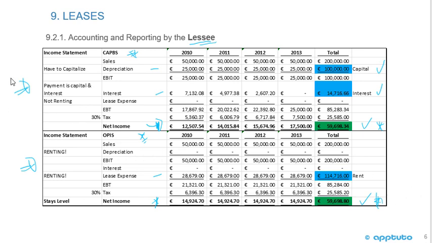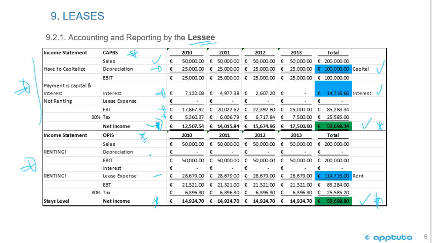So if we start now with the income statement for the capitalized balance sheet, these sales of 50,000 are just a made-up number. So we know that if I'm capitalizing it, I've got the depreciation expense. We saw that on the previous slide. Then I've got my interest expense, which is going to give me an EBIT. I'm going to have a tax, and then I'm going to have my net income.